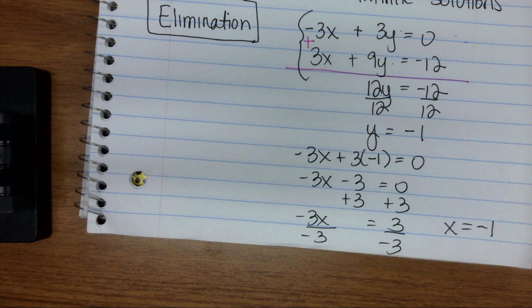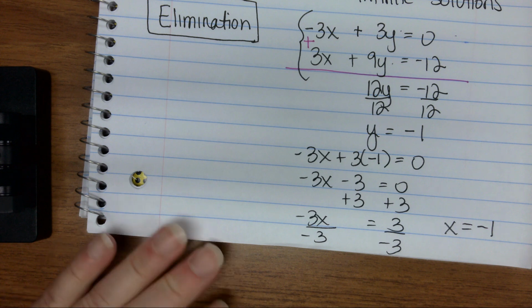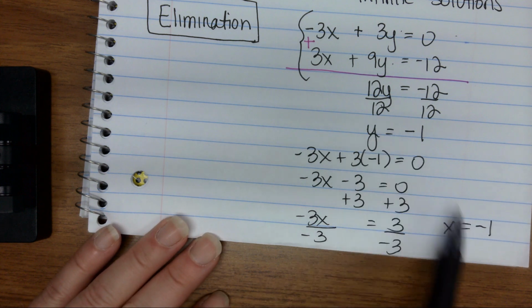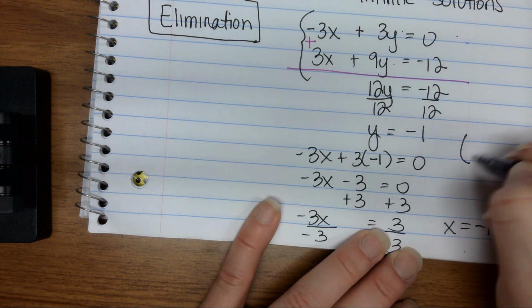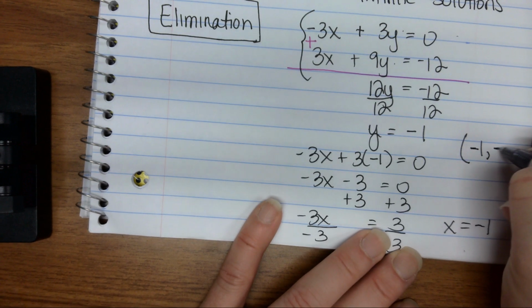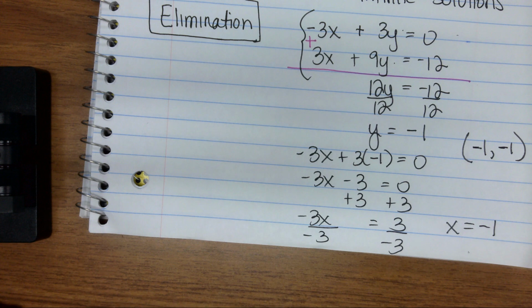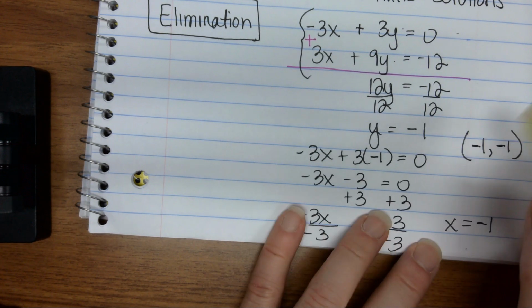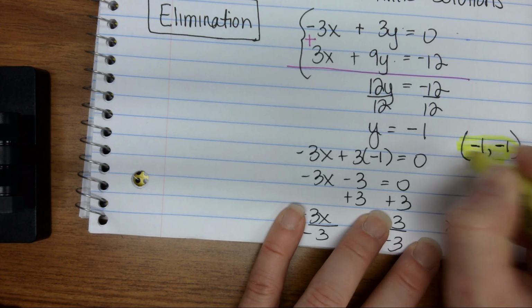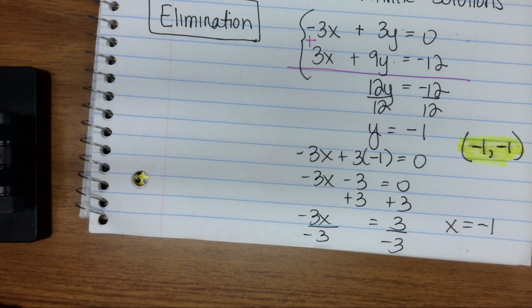What are ways you can write your answer? You can circle both of those, or you can write them as an ordered pair if you want. This would be your solution. Is it coming back to some of you?